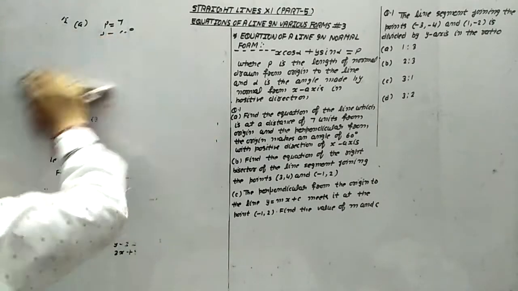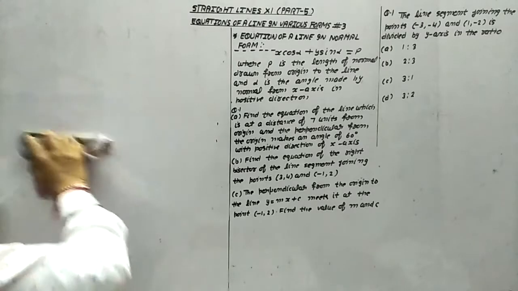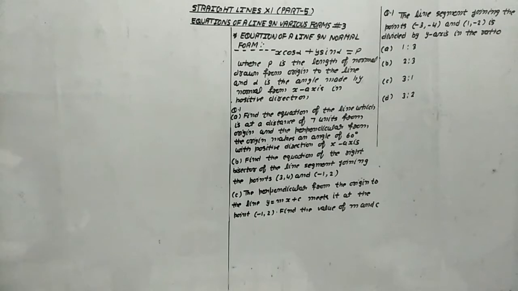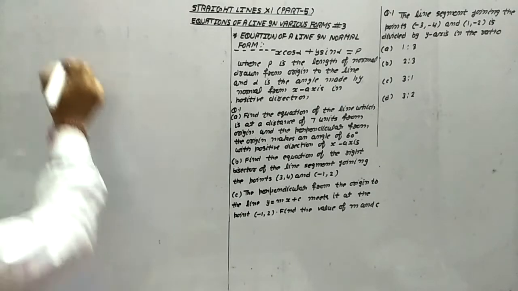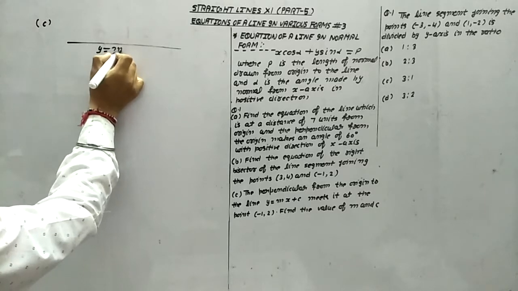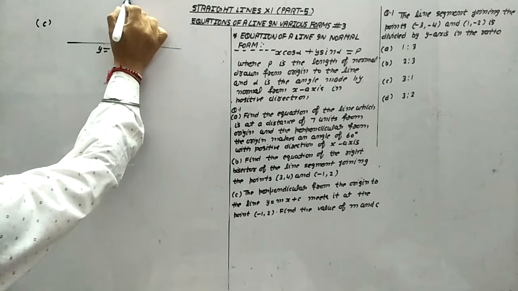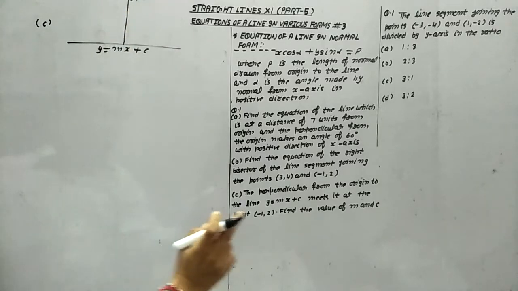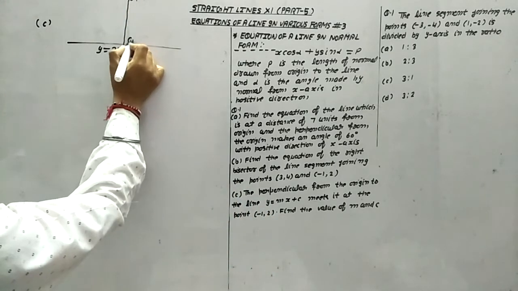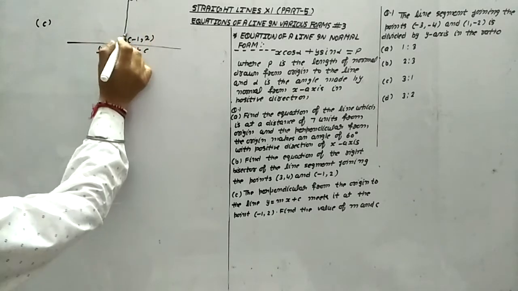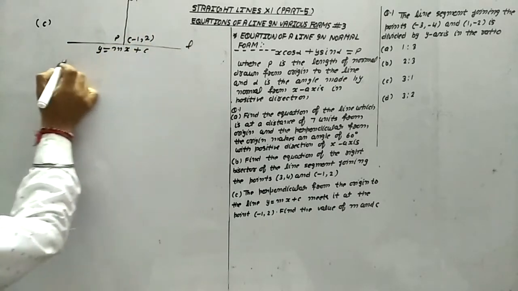Now look at this. We have to solve this C part. In this C part, they are asking about the perpendicular from the origin to the line. This is the line y equals mx plus c, and the perpendicular from the origin O(0, 0) meets it at the point (-1, 2). We have to find the values of m and c. So this is OP, and this is L.